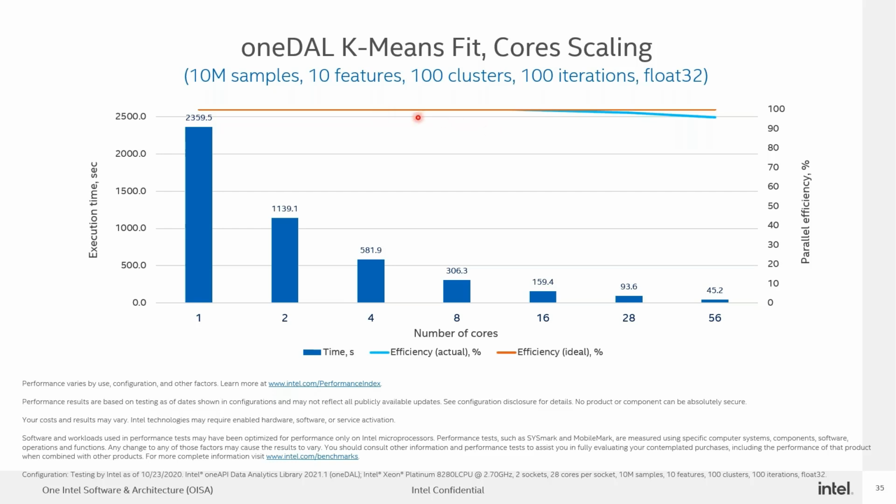And also we have this curve. The red curve shows the ideal efficiency. The blue curve shows the actual efficiency. So we can see that even when we use 56 cores, the efficiency is still greater than 90%. So it also shows that OneDAL has a very good efficiency for core scaling.